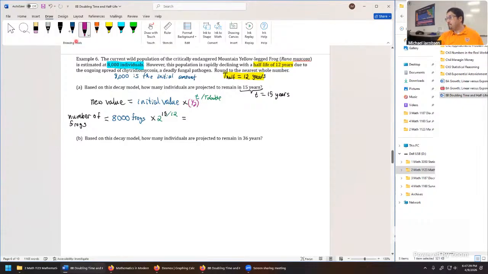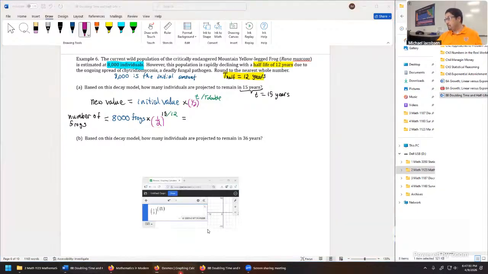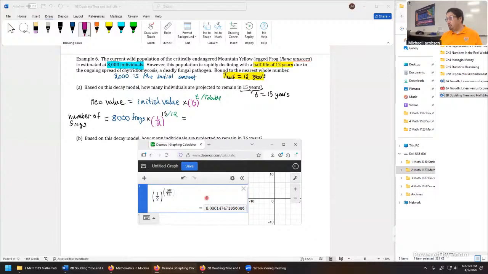Times the power 1/2 to the exponent of t divided by t double. So 1/2 again over here. Okay, 1/2 in that spot. Again, sorry for the distraction on that one. I think it got a little bit familiar with the wrong formatting. 1/2 for half-life, 2 for the exponential growth. So with that better formula thrown in, take the 8,000 initial amount times 1/2 to the power 15 divided by 12.